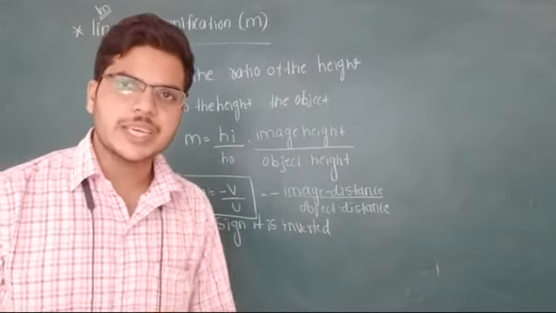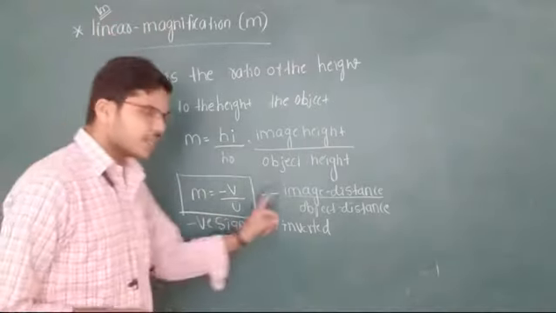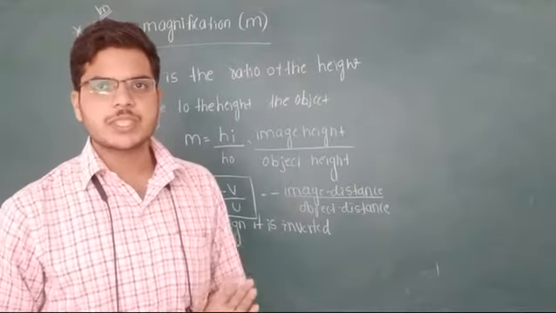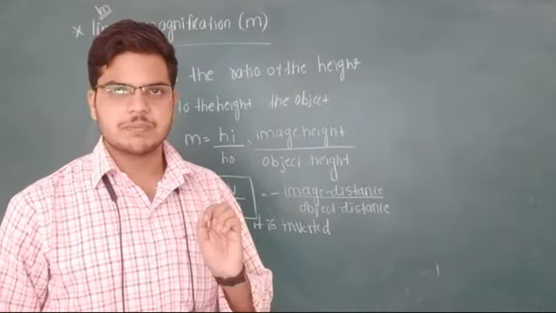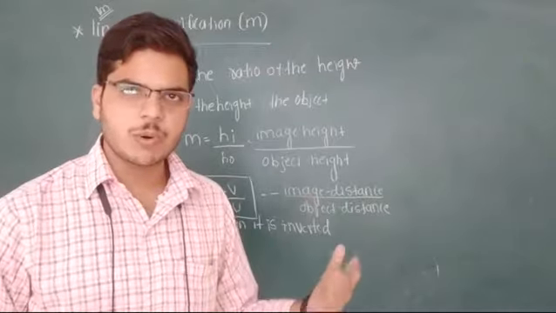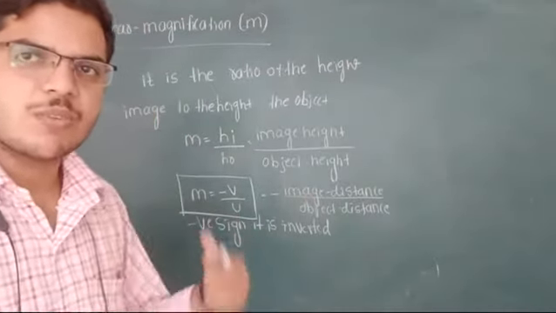Here the negative sign indicates that the image is an inverted image. Inverted image means it is a real image. Is it clear? This is about the linear magnification formula.